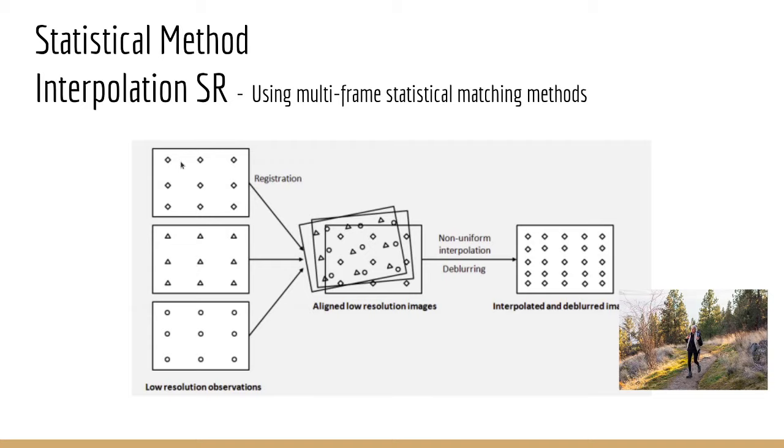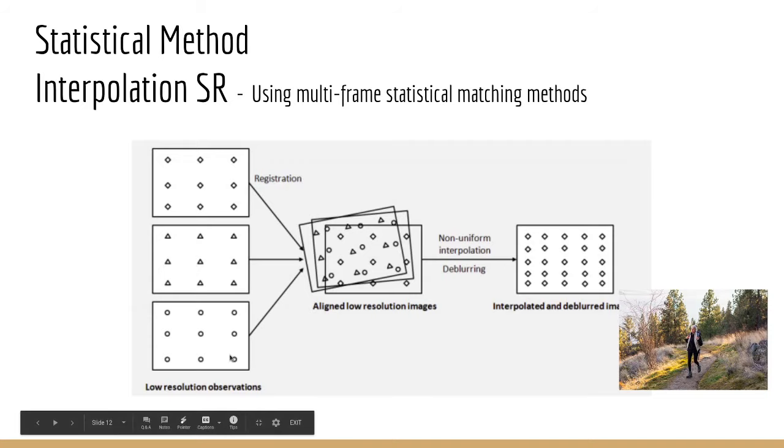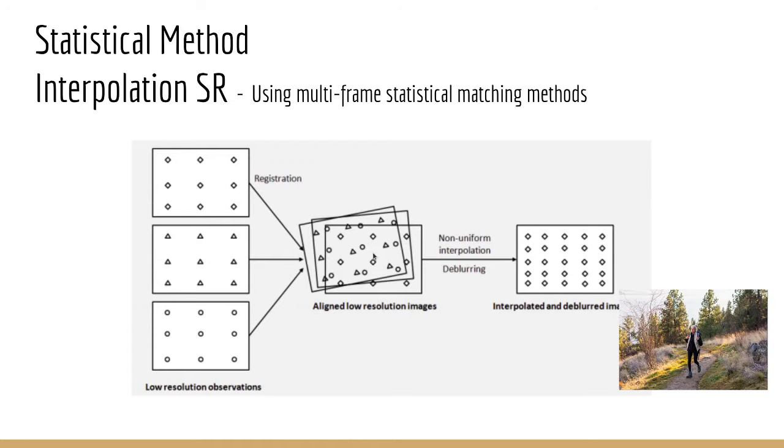In this particular case, I guess you can take the diamonds as one feature. The diamonds, triangles, and the circles are different features, different exposures, and the arrangement of each of them is the feature, and they can be aligned together over multiple frames. And this computational expense is what is holding back statistical method of interpolation SR from actually being used in real time, but is more of a post-processing step.